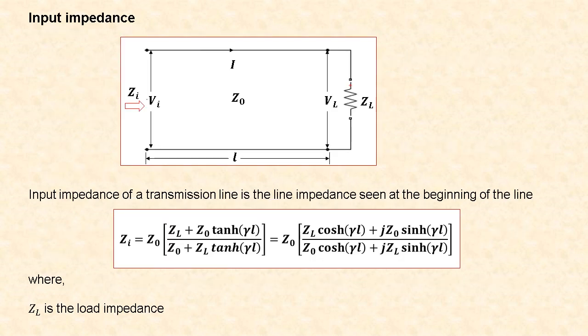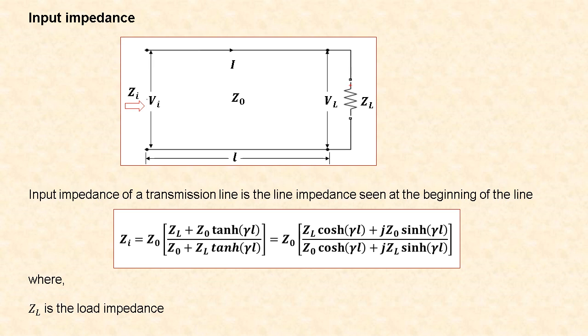Next, let us see the input impedance of a transmission line. The figure shows a transmission line with input voltage Vi, input impedance Zi. Z0 is the characteristic impedance, current I flowing through the transmission line, load voltage VL, load impedance ZL, and L is the length of the transmission line.